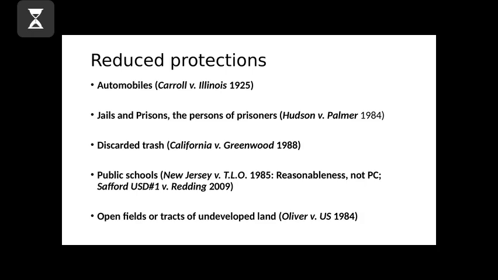Open fields or tracts of undeveloped land, right? So that was established in Oliver versus US. So there are plenty of places where people have reduced privacy. So I'm sorry, reduced Fourth Amendment rights. So one thing I would like to invite you to compare, and I'll also post this on the discussion board, is the case of Hudson versus Palmer and the case of Safford USD number 1 versus Reading. So these are prisoners versus public school students, but compare the reasoning for reducing their Fourth Amendment protections. In both cases, do you think it is reasonable?